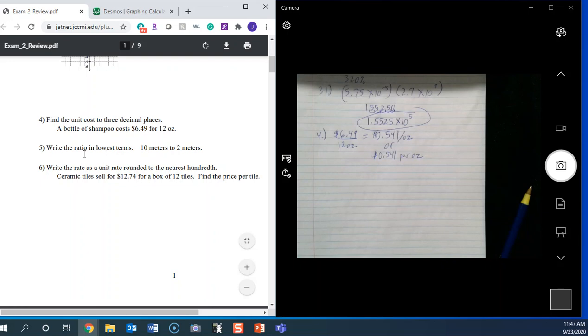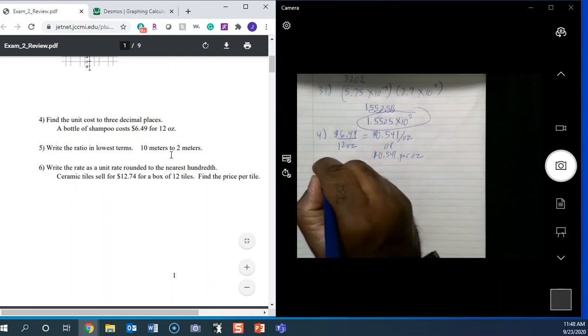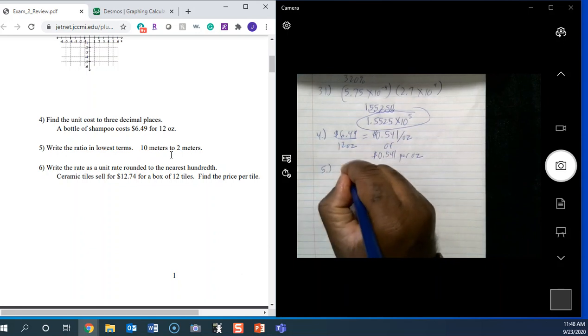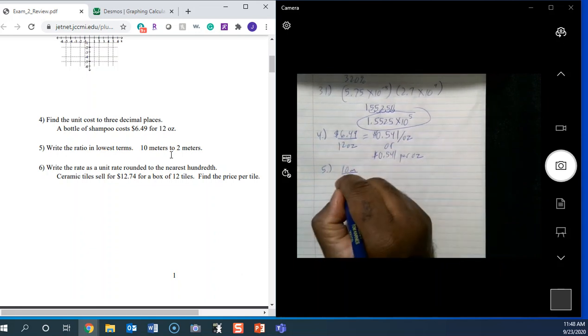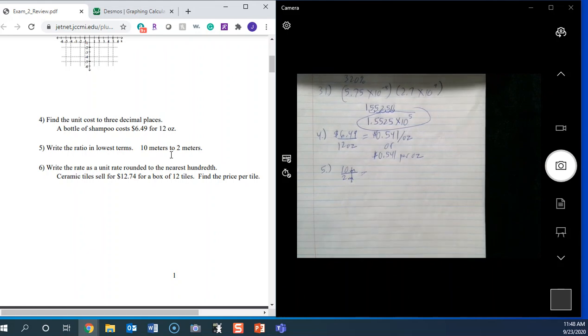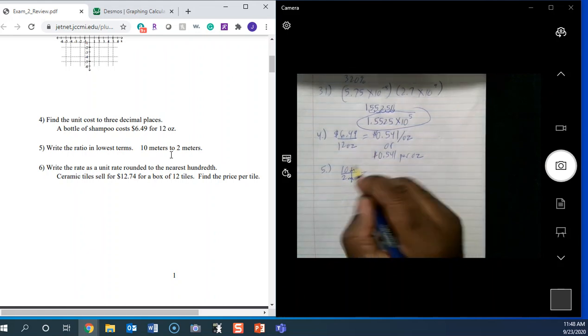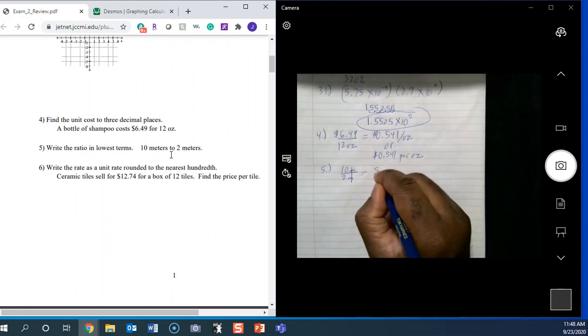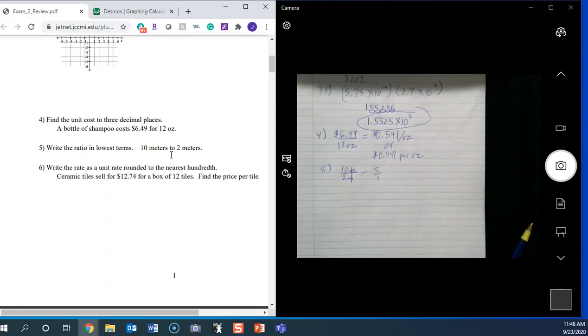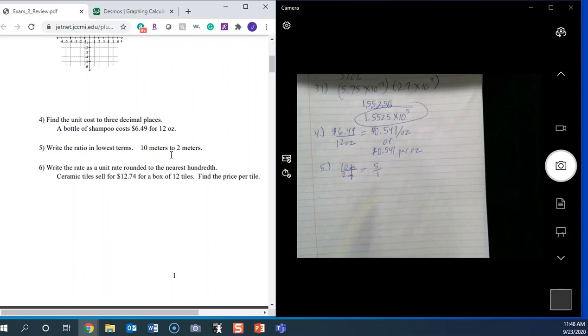Okay, now it says write the ratio in lowest terms. Now number 5, it'll be 10 meters divided by 2 meters. Now the meters will simplify each other out. 10 divided by 2 will give you 5/1. Now ratio is the only situation where you will leave the problem as a fraction. So it'd be 5/1. Ratio would be the only one that you would do that for.